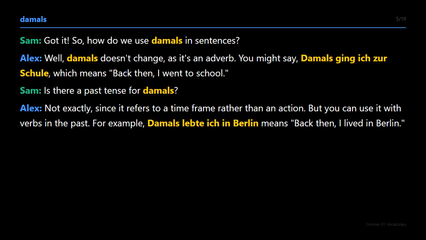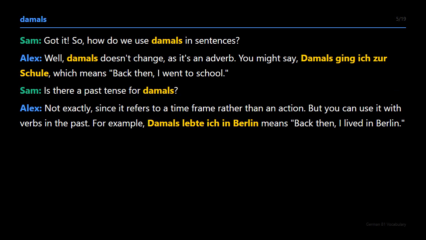Is there a past tense for damals? Not exactly, since it refers to a time frame rather than an action. But you can use it with verbs in the past. For example, damals lebte ich in Berlin means back then, I lived in Berlin.